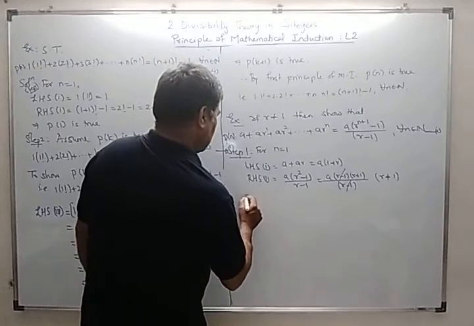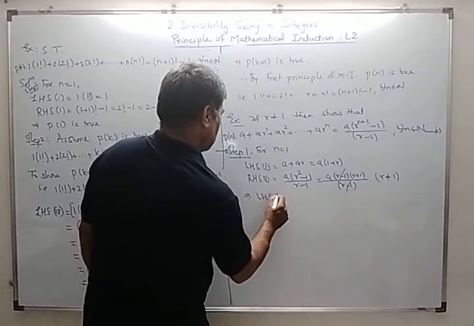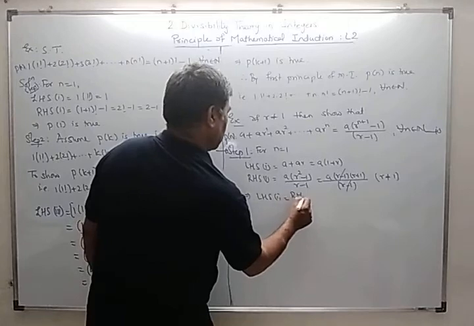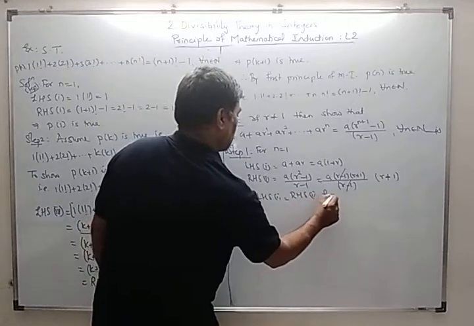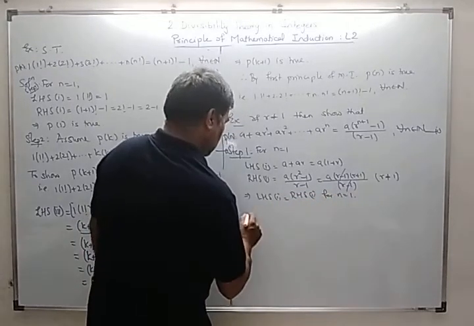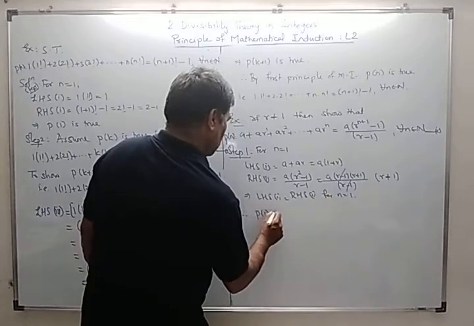So this implies LHS 1 equal to right hand side 1 for n equal to 1, and therefore P1 is true.